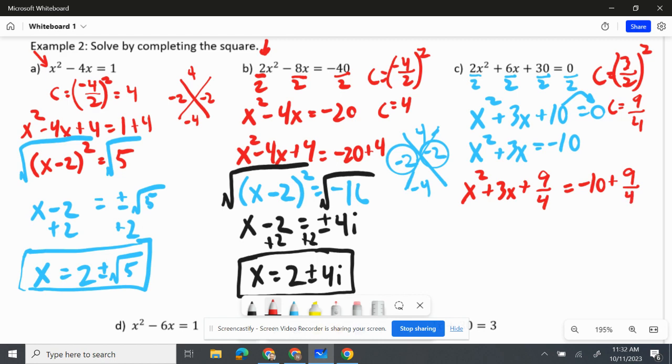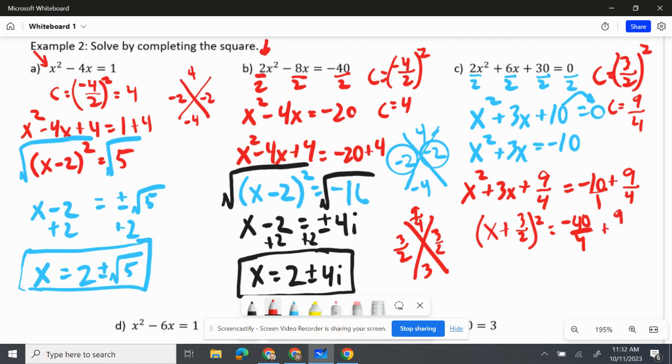So I'm looking for two numbers that multiply together to give me 9/4 and add up to 3, and that would be 3/2. So what we have is x plus 3 over 2 squared is equal to, I'm going to find a common denominator. So that would be negative 40 over 4. And then I have plus 9 over 4.